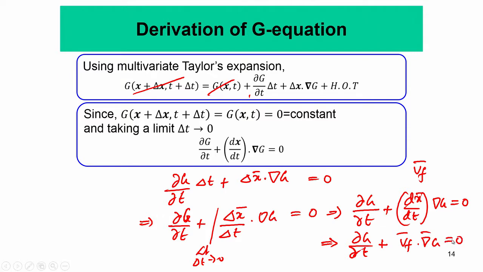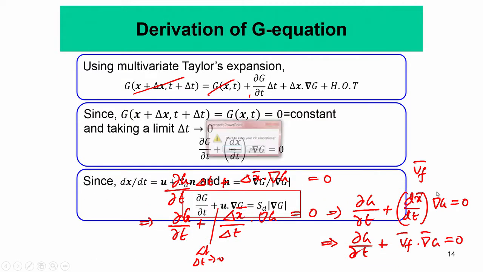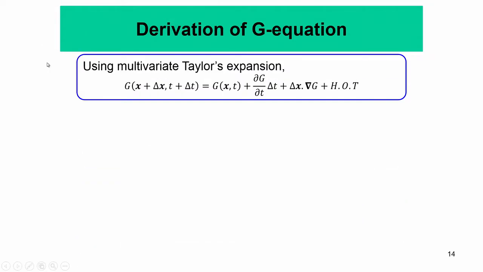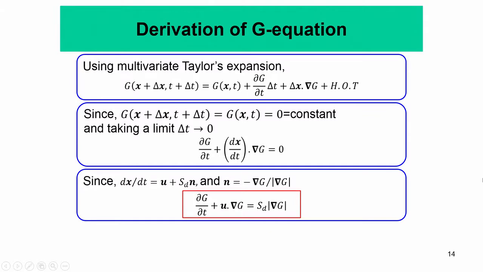Okay. And now, if we decompose this, this dx/dt contains contribution from two things. Why does the flame move? The flame moves because there is a fluid velocity, and because of the local flame speed. So, u plus s_d times n, and the normal vector n is equal to minus grad g divided by mod of grad g.